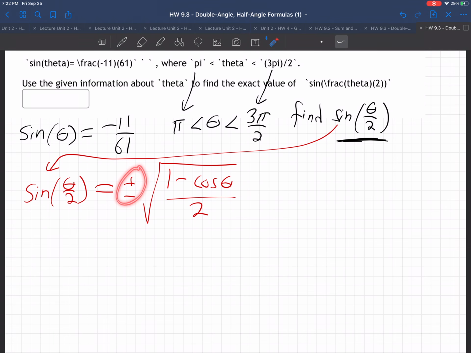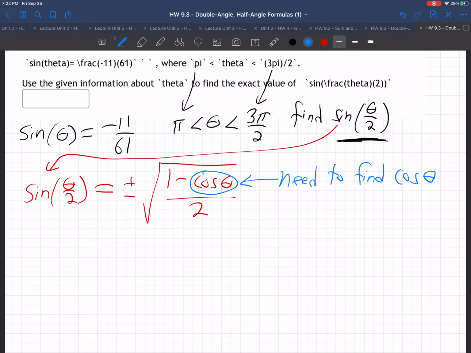It's plus or minus. So this tells me right here I need to find cosine of regular theta, don't I? I don't have that right now. I have sine of regular theta, but in order to find sine of half of theta, it involves using cosine of regular theta. So I need to find cosine of regular theta. How am I going to do that?